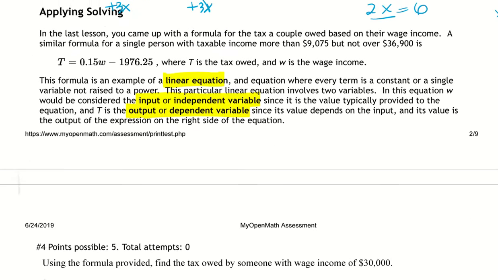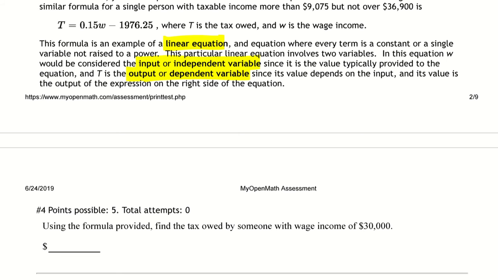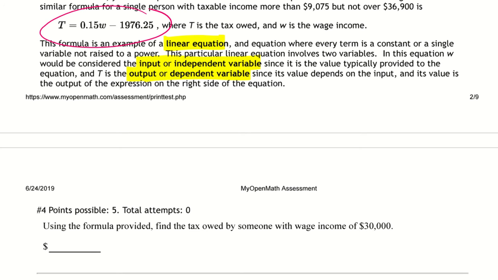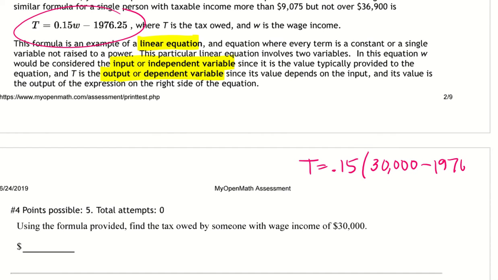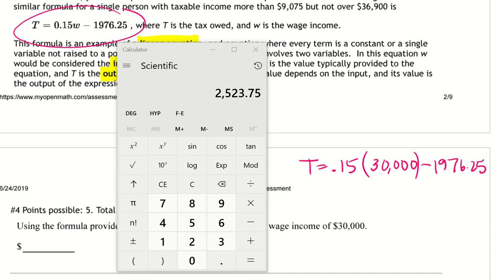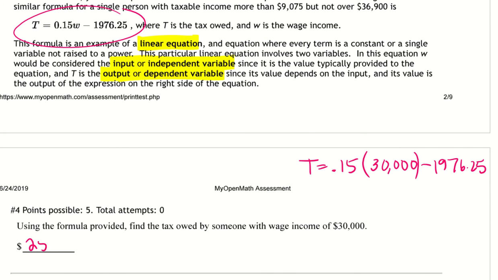Okay, so using the formula provided, find out how much tax is owed with wage income 30,000. That means plug in 30,000 for W. So I'm going to take the formula that we were given, plug in 30,000, and then evaluate. I had to rewrite the parentheses, but I got 2523.75, so $2,523.75.